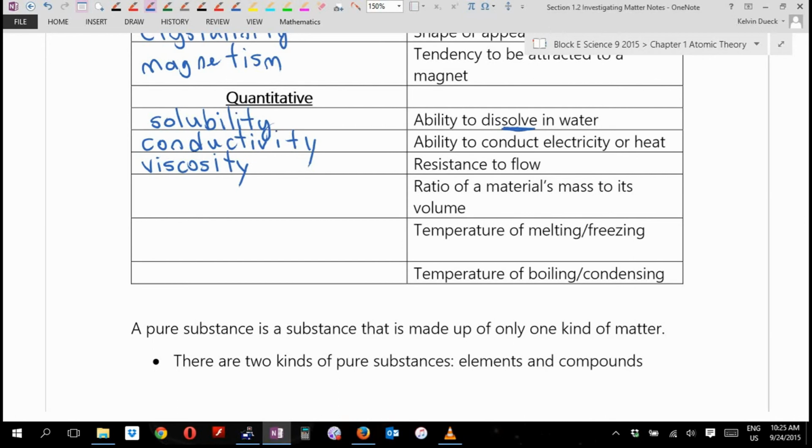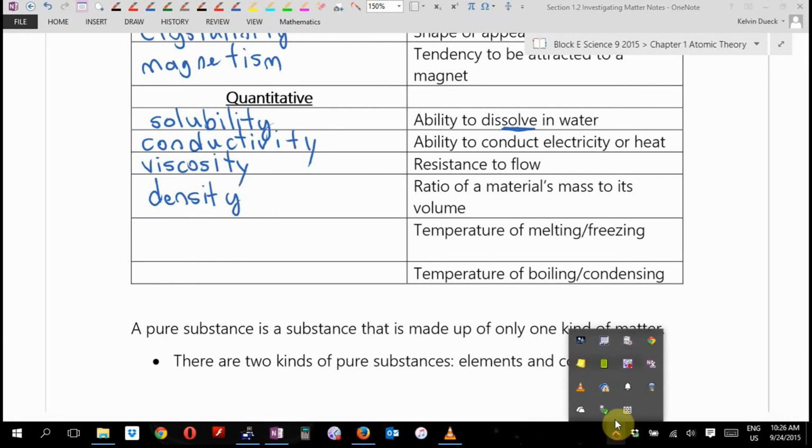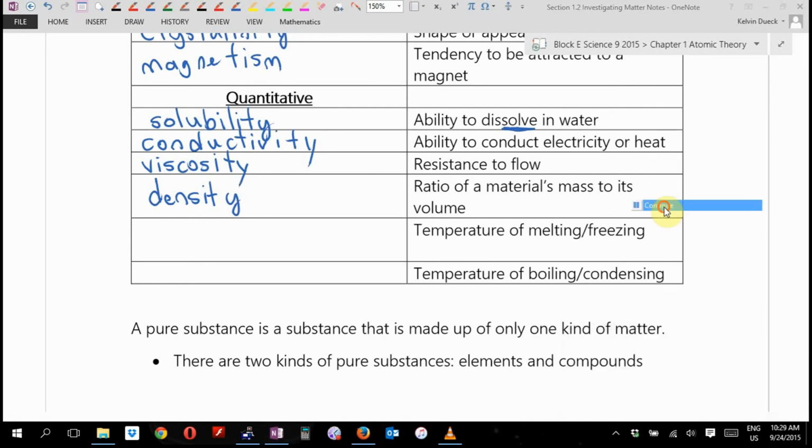The ratio of a material's mass to its volume. Put your pencil down. Look up. This is a tough one to wrap your brain around. Thanks, Sierra. Temperature of melting / freezing.